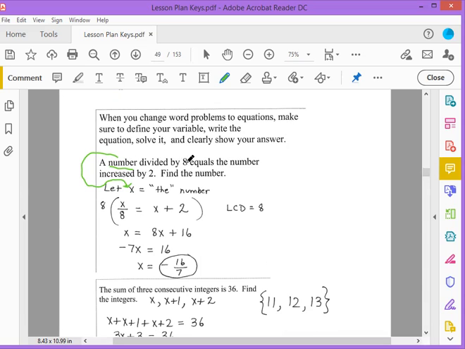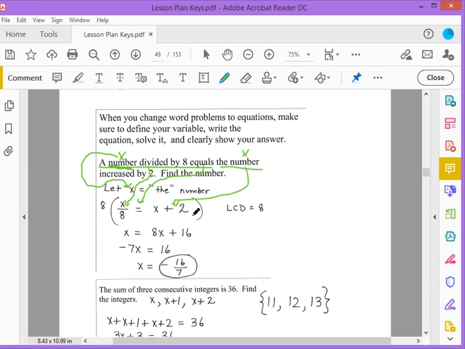It's divided by 8, and it equals the number increased by 2. So every time you see the number or a number, you're going to substitute x. So a number, x, is divided by 8, and it equals the number x increased by 2. So here we have x divided by 8 on the left side. Here's our x divided by 8, and equals, so we put our equal sign there, and then that number x increased by 2 is on the right side of the equal sign, x plus 2.